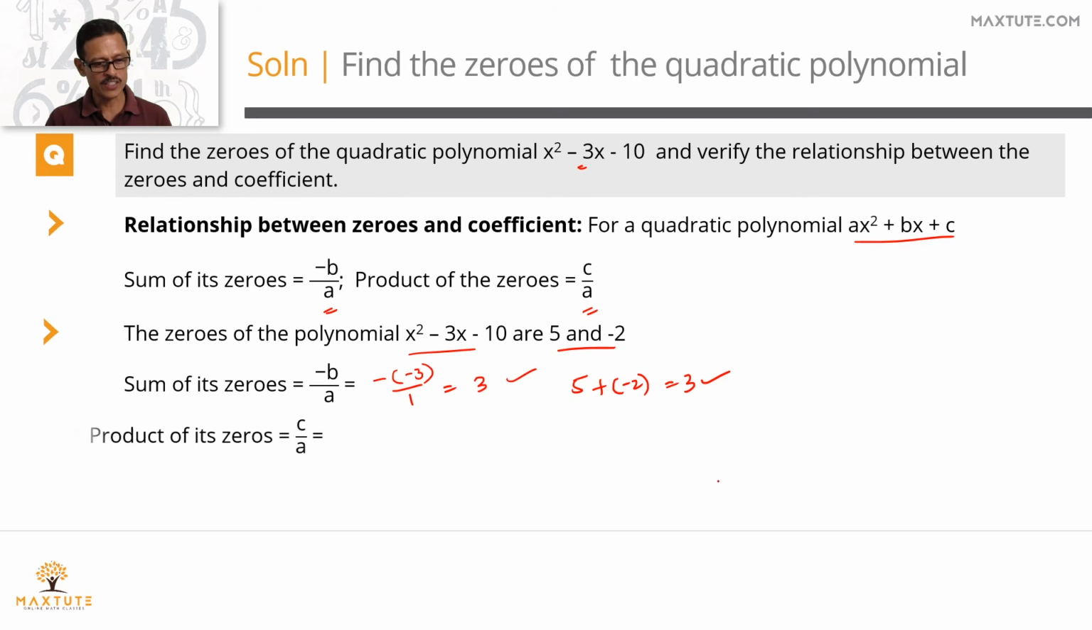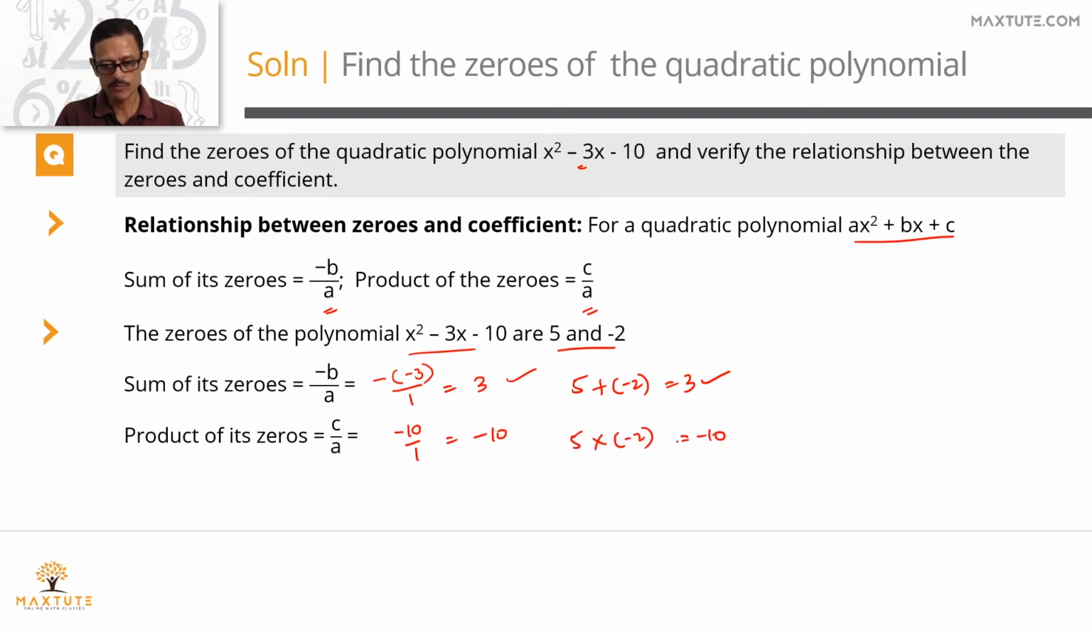Let's look at the product of its zeros. Product of its zeros is c by a. C is minus 10. So it's minus 10 upon 1, which is equal to minus 10. This is using the coefficient method. Let's use the zeros method. The zeros are 5 and minus 2. 5 times minus 2 is equal to minus 10. So even that works out. So verified using the zeros and the coefficients.